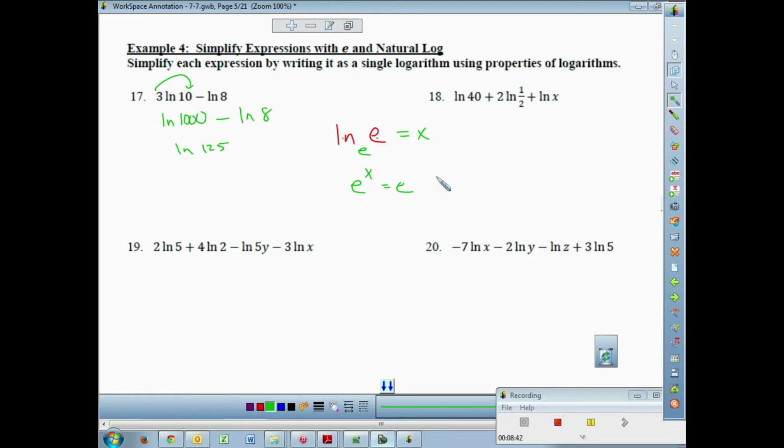Y'all cool with that? What about if I did stuff like this? All right. Well, we could go back and rewrite it exponentially. E to the x power equals e to the second power. What does x have to equal? 2, right? For the non-calculator ones, if it's natural log, there will be an e involved in the argument somewhere. You know that? Cool.